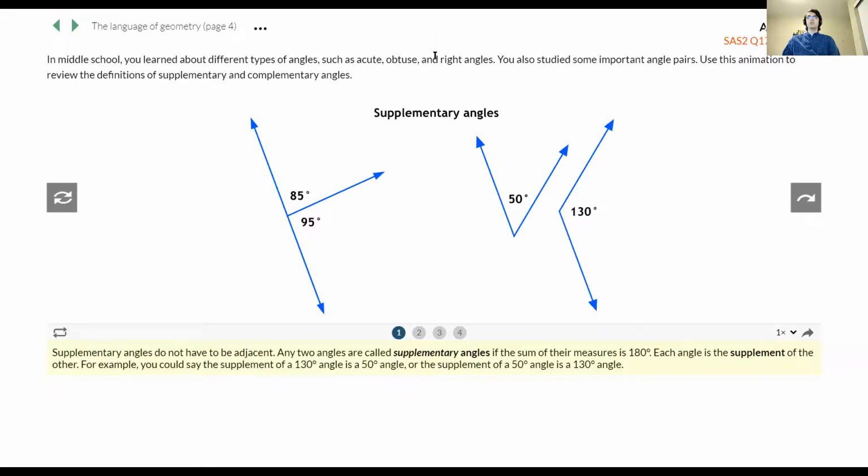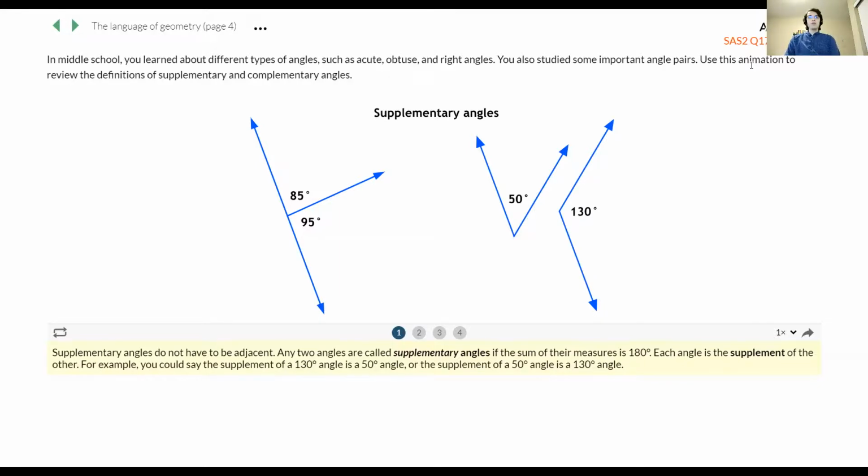So first of all, we would learn about the different types of angles, like acute, obtuse, and right angles, okay? So in the past, we've talked about acute, obtuse, and right angles. I'm not going to review those in this video. Please look them up on your own time if you need to. They are important. You should know those definitions, okay? But we talked about those as types of angles on their own. Now we're going to study important pairs of angles, the relationships they share with each other, okay?